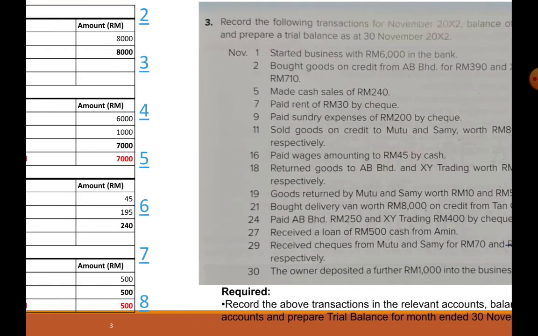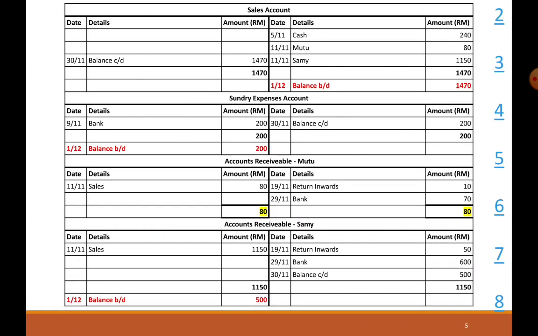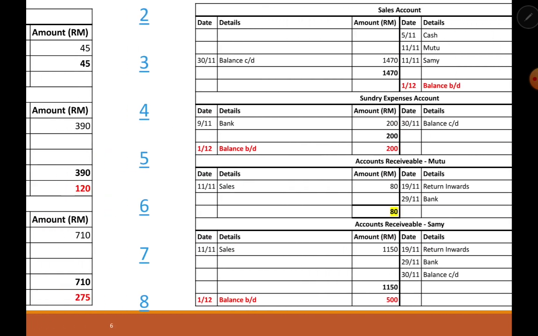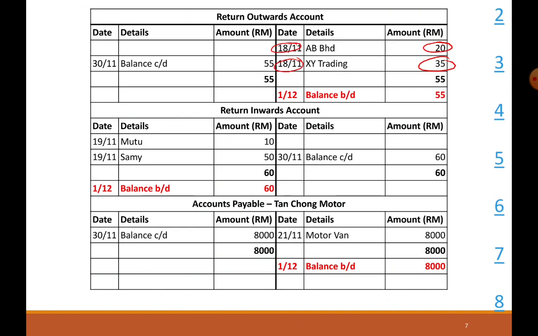Okay, we look at Muthu and Sami, the account receivable decrease, credit Muthu 10 ringgit, credit Sami 50 ringgit. Debit return inwards.